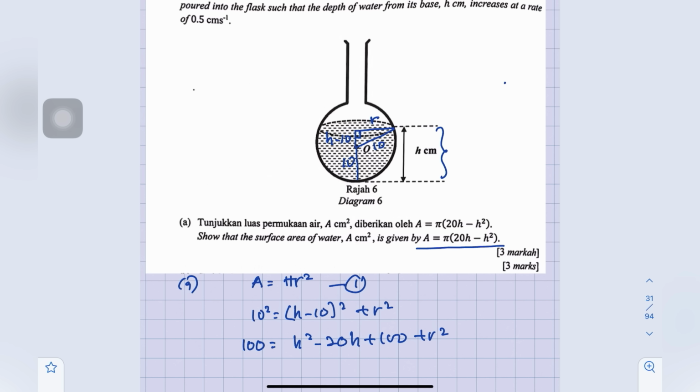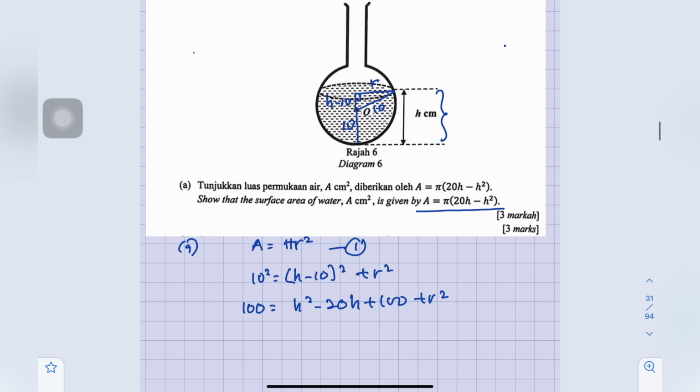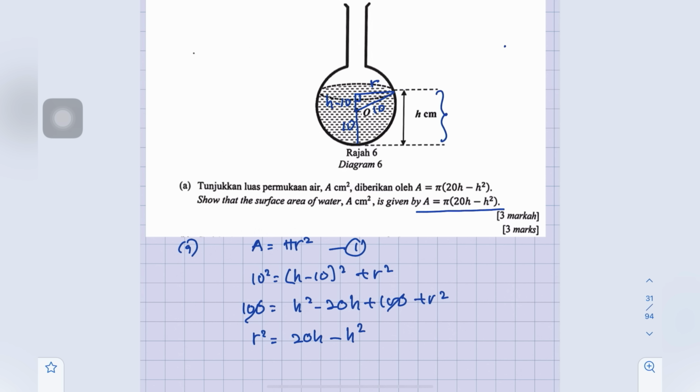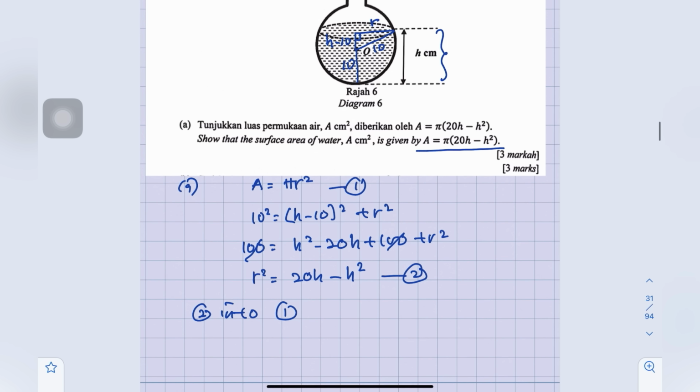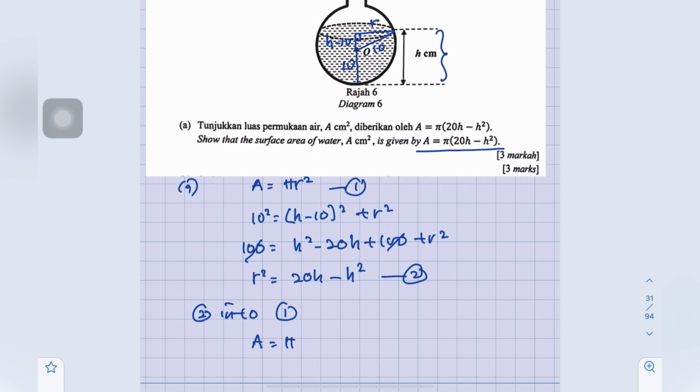Okay, so then we can find the relation. So r squared equals 20h minus h squared. This is equation number 2. So then 2 into 1. So area equals pi times r squared, which is 20h minus h squared. So then we can show.